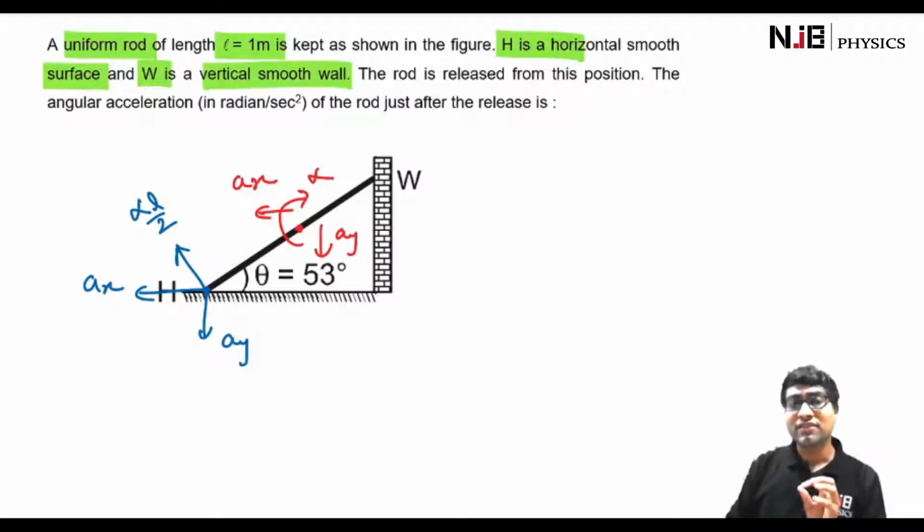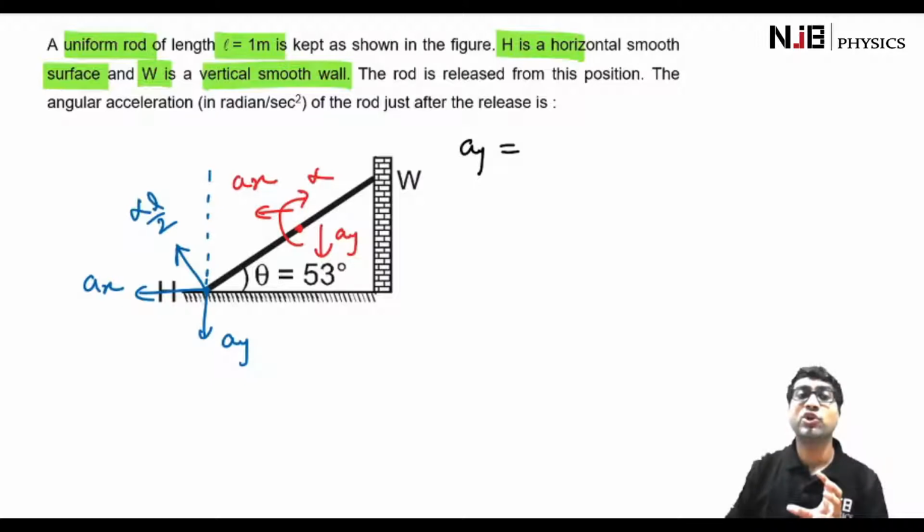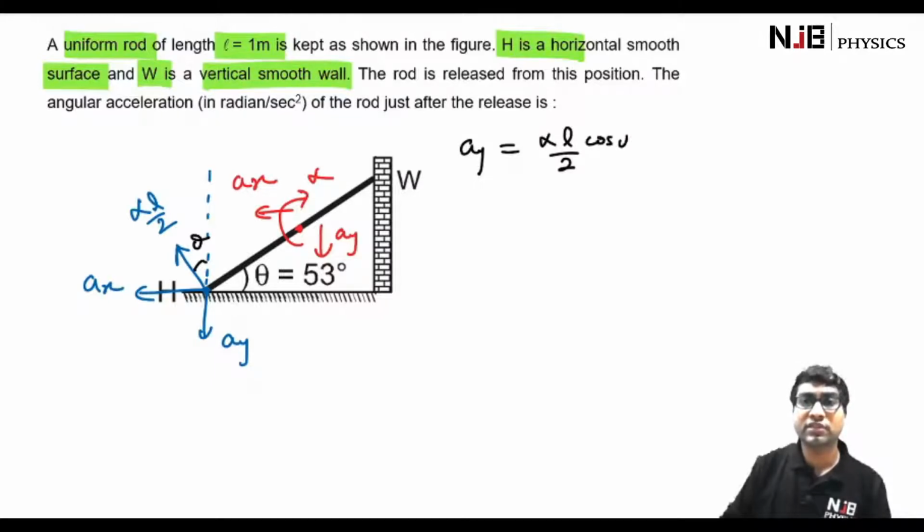So if you analyze the kinematics of the bottom end of this rod, then you will realize that in the y direction, it should not have any acceleration. And therefore we can simply write that ay is equal to the component of alpha L by 2 in the vertical direction. So in order to write its component, we just need this angle, which we know is equal to theta. So ay becomes equal to alpha L by 2 times cos theta. So this becomes our first equation.